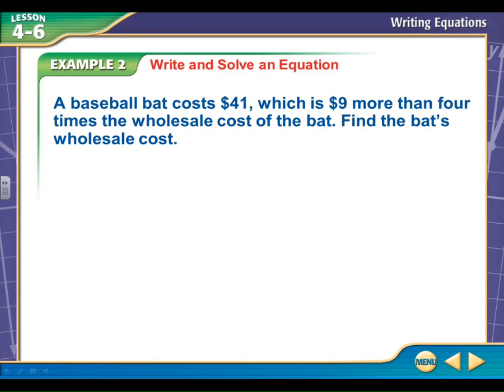All right, write and solve an equation. So this time we're going to write the equation and we're going to solve it. A baseball bat costs $41, which is 9 more than 4 times the wholesale cost of the bat. Find the bat's wholesale cost.